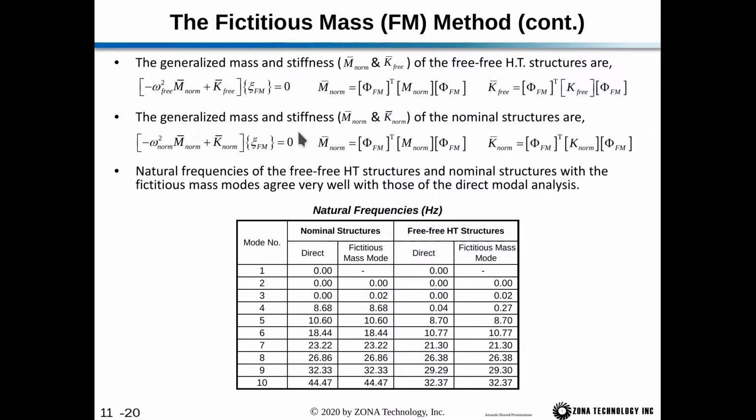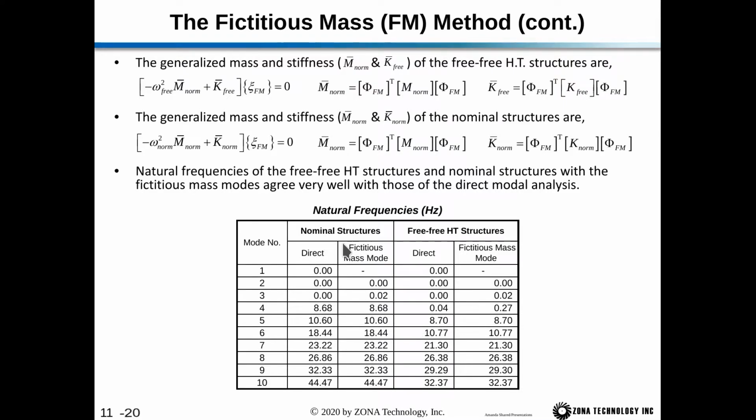And then for the nominal structure, the generalized mass and stiffness, our mass is the same, but for our stiffness, we take the stiffness matrix from the nominal model to get k bar normal. Now the natural frequencies of the free horizontal tail structures and the nominal structures with the fictitious mass modes agree very well with those of the direct modal analysis. So the point of this table is to validate that the fictitious mass method gives us back the same natural frequencies as the direct method.